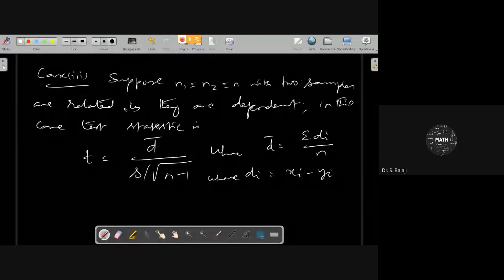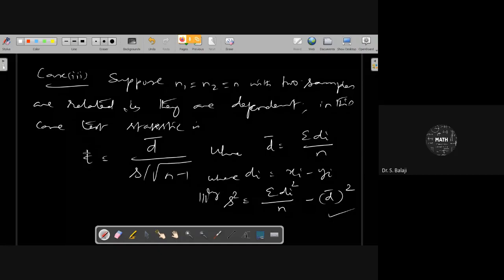Similarly, what is s square here? It is the same type of idea, calculated from the deviations: s square equal to summation di square by n minus d bar square. It's like the variance formula you know, summation xi square by n minus the square of summation xi by n. Therefore s square can be written like this.